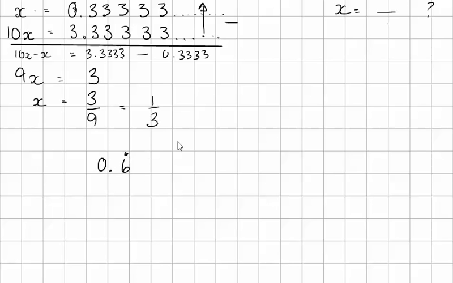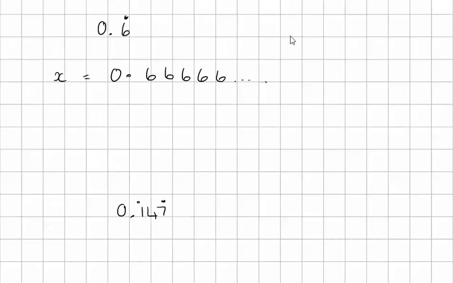0.6 recurring. Can you have a go at applying the method to 0.6 recurring and tell me what you get? Have a go at it. I'll put you on pause.